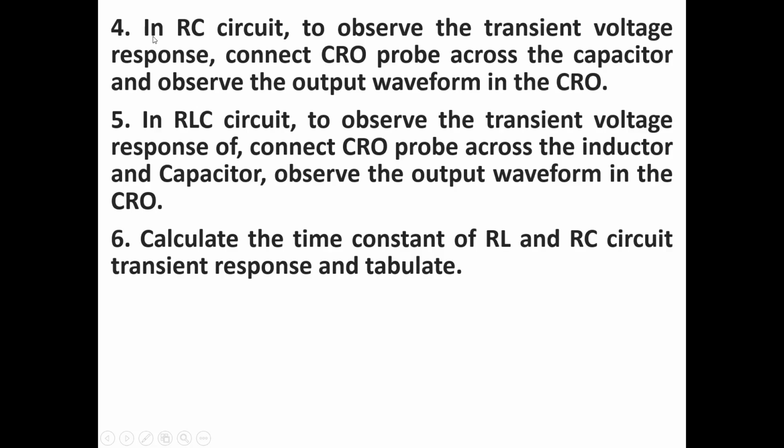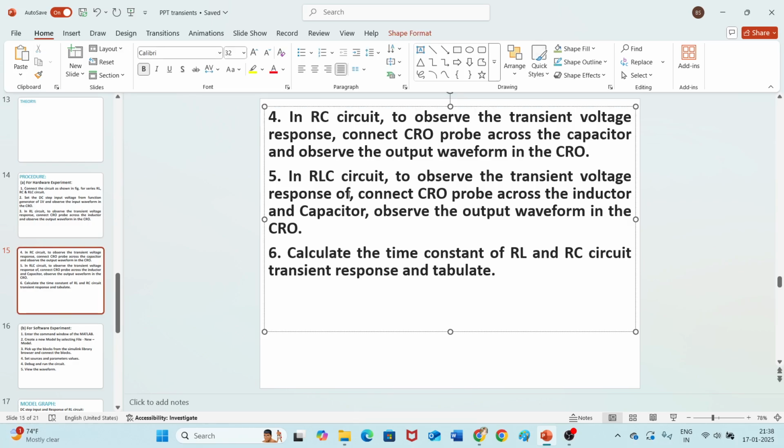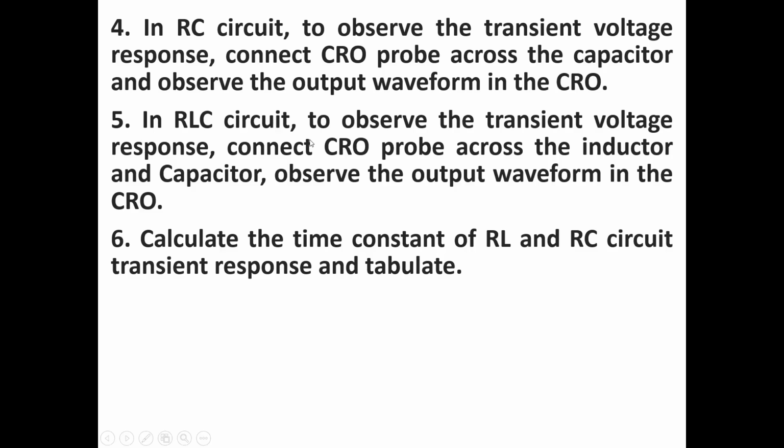Next, the procedure continues. In RC circuit, to observe the transient voltage response, connect CRO probe across the capacitor and observe the output voltage waveform in the CRO. Next step, in RLC circuit, to observe the transient voltage response, I think there is a mistake here. So in RLC circuit, to observe the transient voltage response, connect CRO probe across inductor and capacitor.